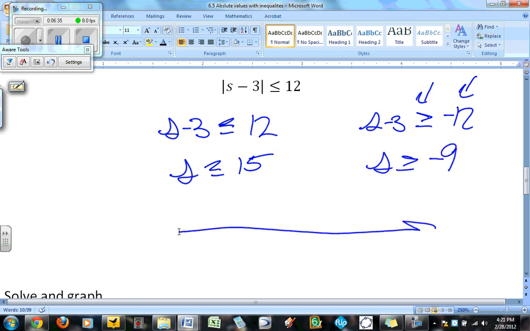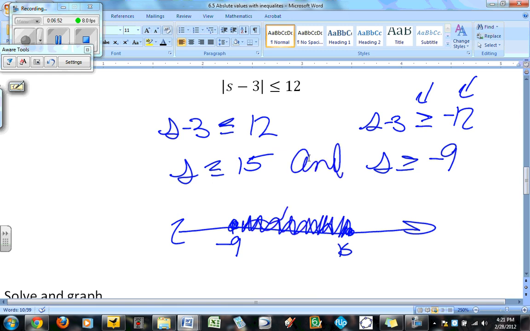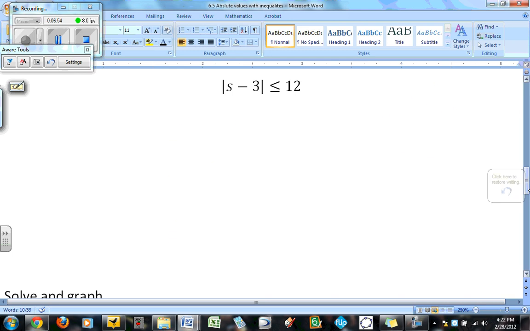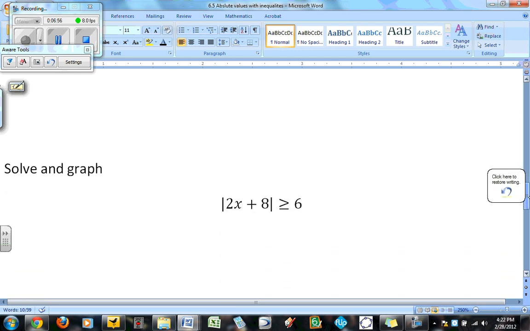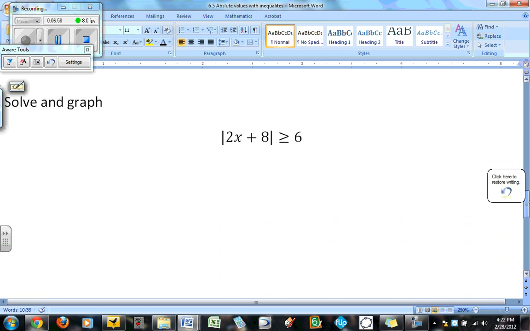And again, we graph this thing. And I have 15 here. And I have negative 9 here. Closed circles this time. This is saying I'm graphing to the right. This is saying I'm graphing to the left. Since they're overlapping, this is an and statement. It's important that we write whether it's an and or an or just so we can be specific in telling what it is.